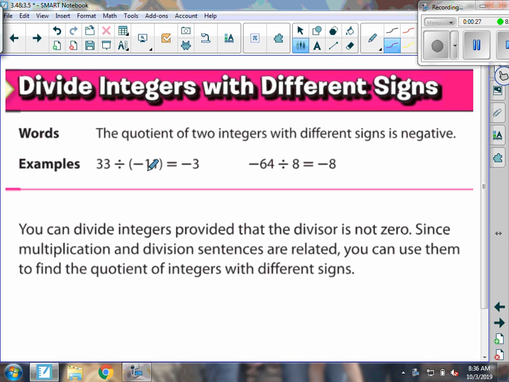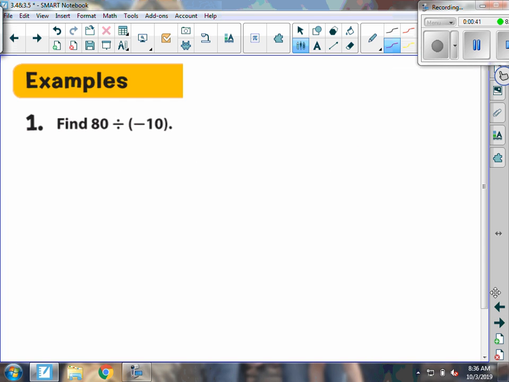So if we divide a positive divided by a negative, or a negative divided by a positive, because there's only one negative number in that quotient, then our answer will be negative. So copy this down. 80 divided by negative 10. 80 divided by 10 is 8. So 80 divided by negative 10 is going to give us negative 8. Hopefully this should be pretty easy for you.